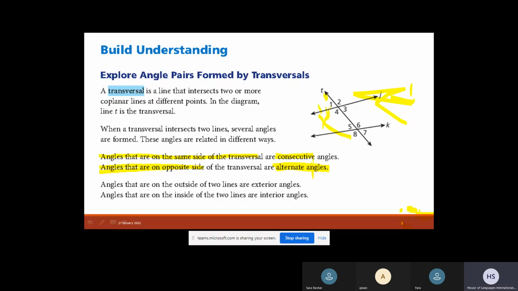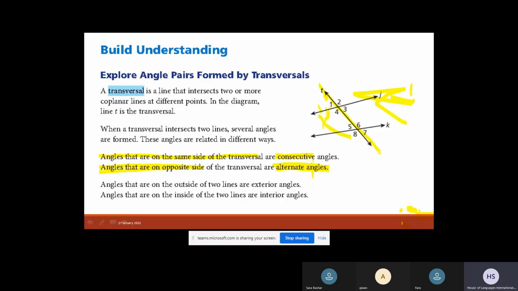Now, the alternate angles are on the opposite side. What do I mean? Here is the transversal line. Opposite side, like 2 or 4, 1 with 3, or 3 or 4, one up, one down. 1 with 2, 5 or 6, 7 or 8.